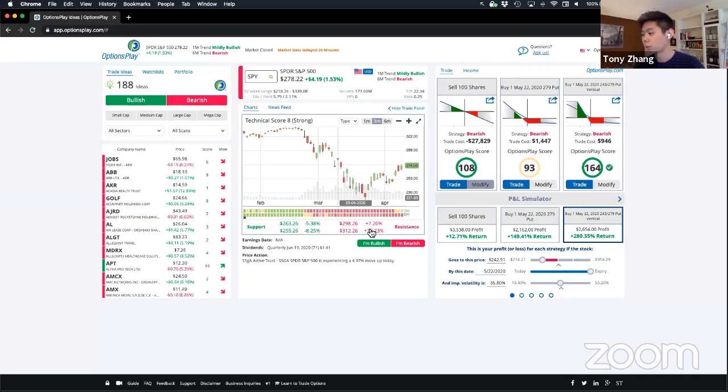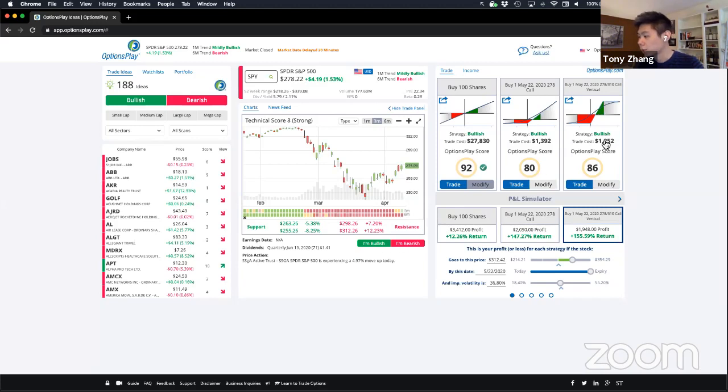Let's use SPY, for example. Let's take a look at buying a call versus a call spread. If you think that the fact that we managed to break above 273 is a bullish signal and you think the market's going to continue moving higher, let's take a look at buying a call option versus a call spread.